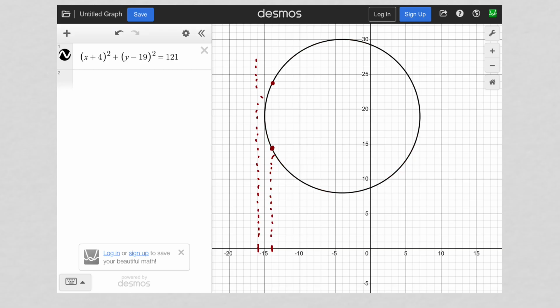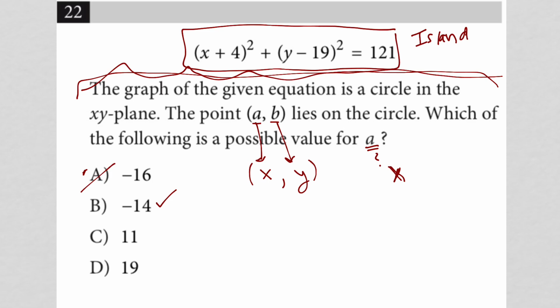11 and 19. 11 is way over here, which is far outside of the circle, so there's no point on the circle that has an x value of 11. And 19, 16, 17, 18, 19 is way at the end here, so obviously there's no point over here that touches that circle. So it's pretty clear that the answer must be negative 14. It is the only value that has an x value that lies on the circle.